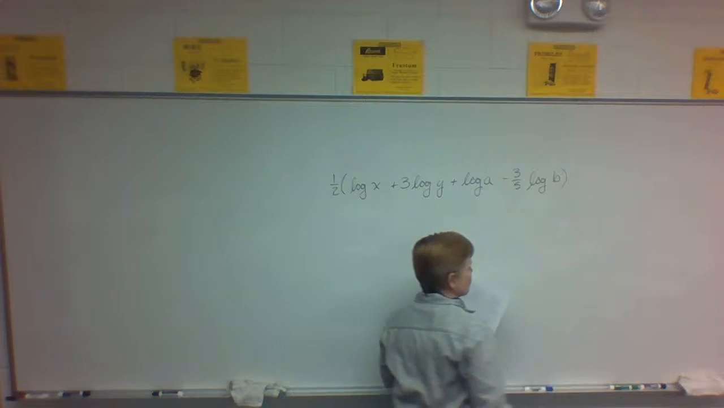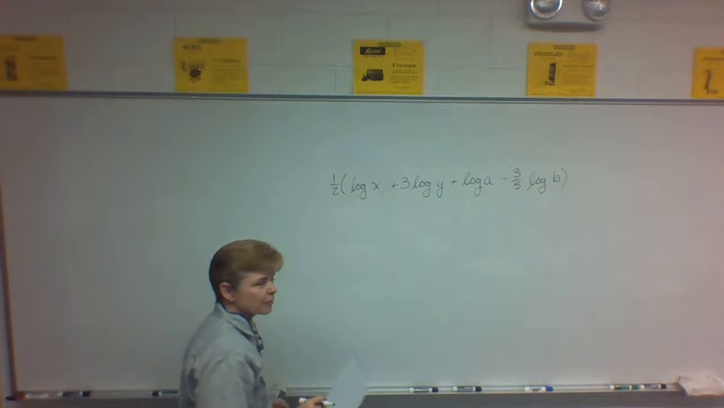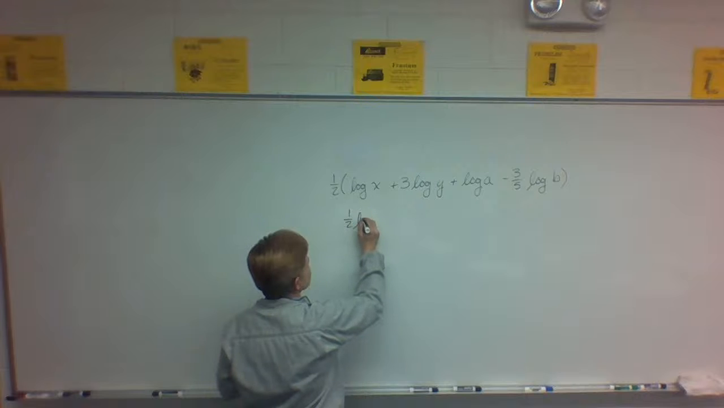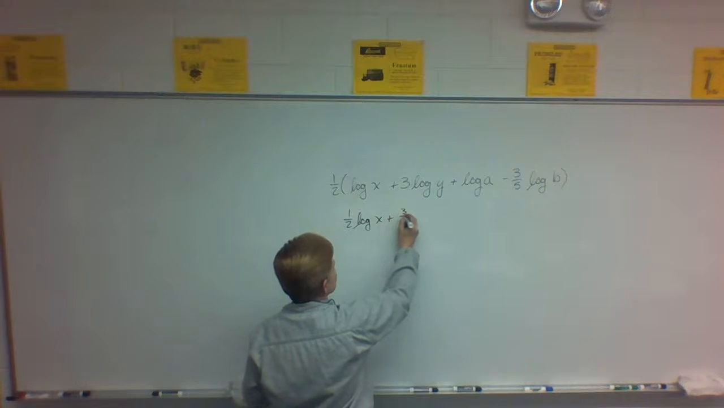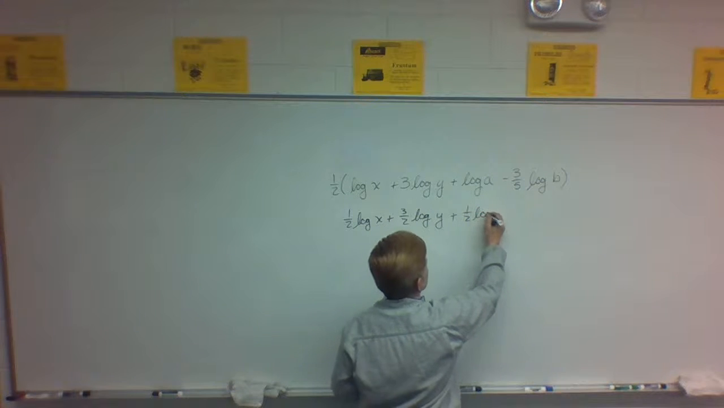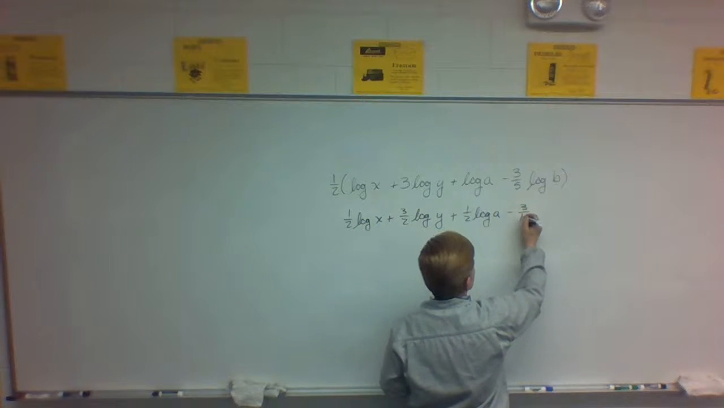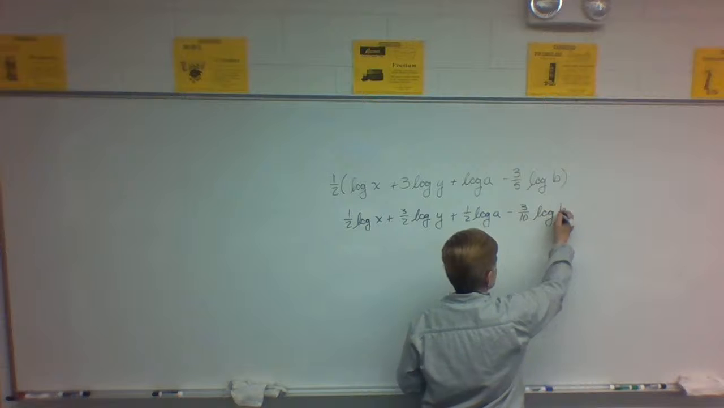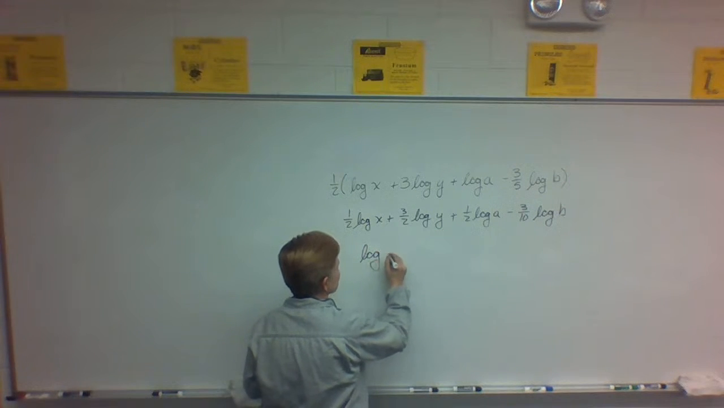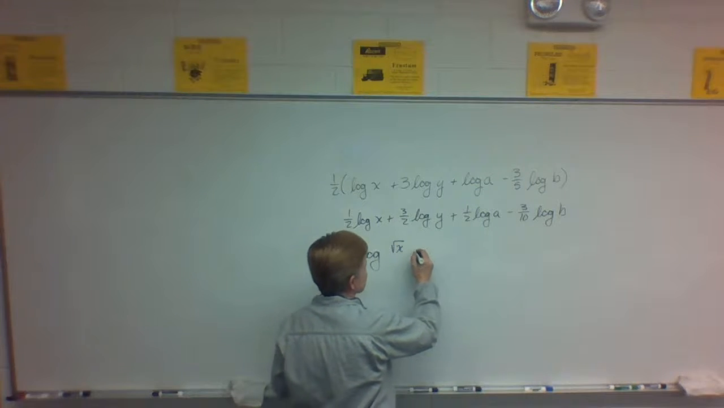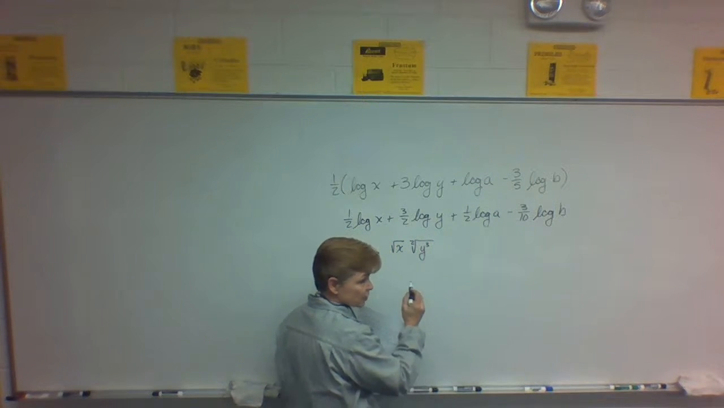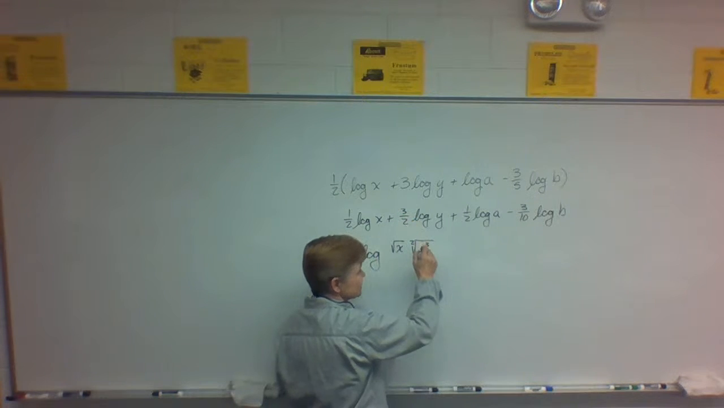This is one way to handle this, and that is to distribute the 1/2 before you try to condense it. This is one way to handle it. So 1/2 log x plus 3/2 log y plus 1/2 log a minus log b. In which case, when you condense it, you get 1 log of the square root of x, square root of y cubed, which I'll come back and fix. That needs fixing. When this is an improper fraction, this needs fixing.